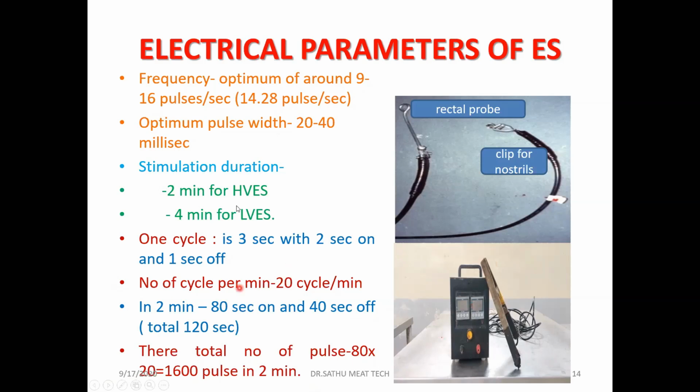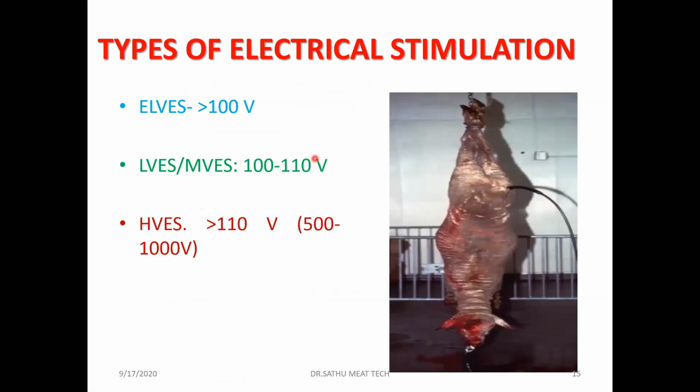Coming to the types of electrical stimulation: low voltage, extra low voltage electrical stimulation. Whenever you use a voltage less than 100 volts, it is called low voltage electrical stimulation. Then there is low voltage electrical stimulation, also called medium voltage electrical stimulation. Normally 100 to 110 volts is the low or medium voltage electrical stimulation. This is the voltage we use.